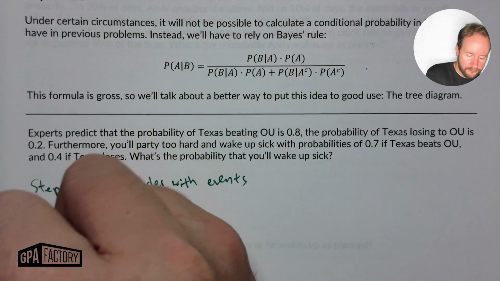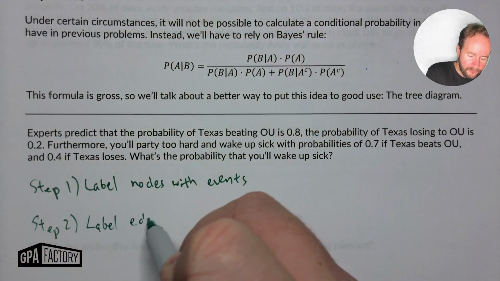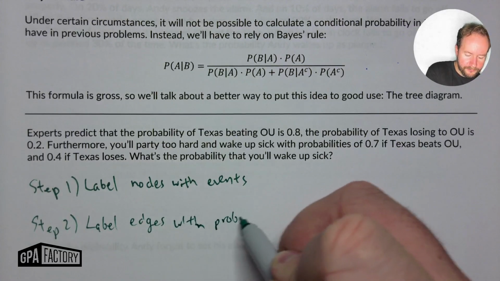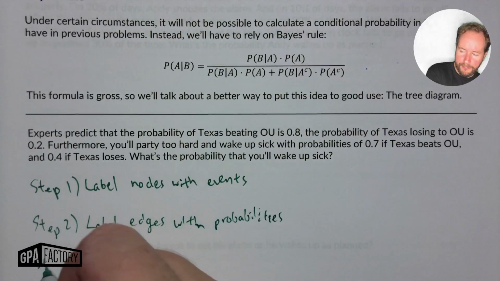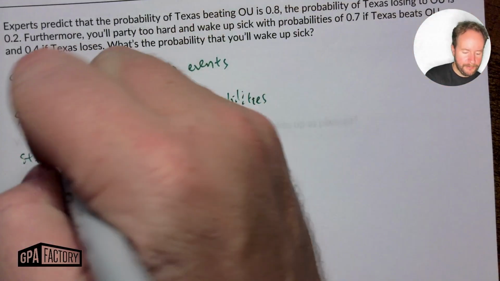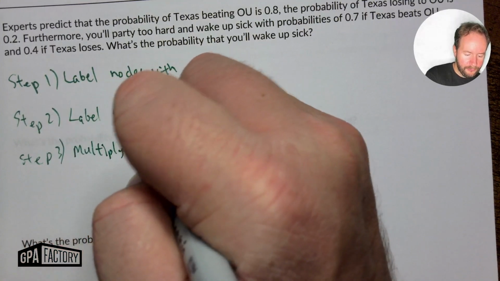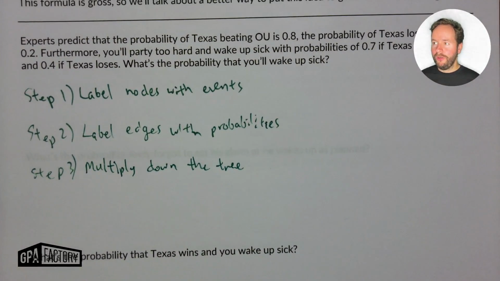Step 2, label edges with probabilities. Step 3, which I know you can't see just yet. Step 3, multiply down the tree. Write these steps down. I need you to memorize them because this is going to make your life easy.